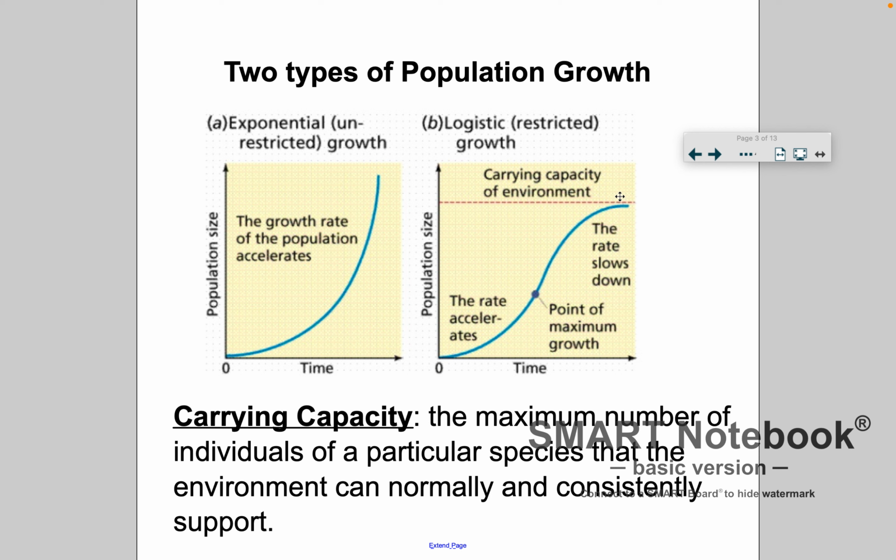So it will peak past the capacity, and organisms will die because there's not enough resources. And then they'll dip below, and then we'll see an increase again. So it kind of goes up and down over this carrying capacity. They try to draw the line that best fits that up and down up here. So the maximum number of individuals of a particular species that the environment can normally and consistently support is that carrying capacity.